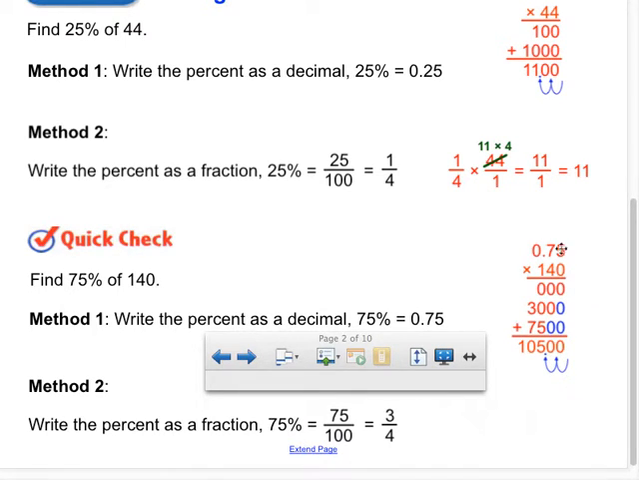So 0 times 75 gave me these 3 zeros. I got to add a 0 before I multiply the 4. That gave me 300. I got to add 2 zeros before I multiply the 1. That gave me 75. When you add it up, here's what we got. Because I have 2 places here, I moved it in, I get 105.